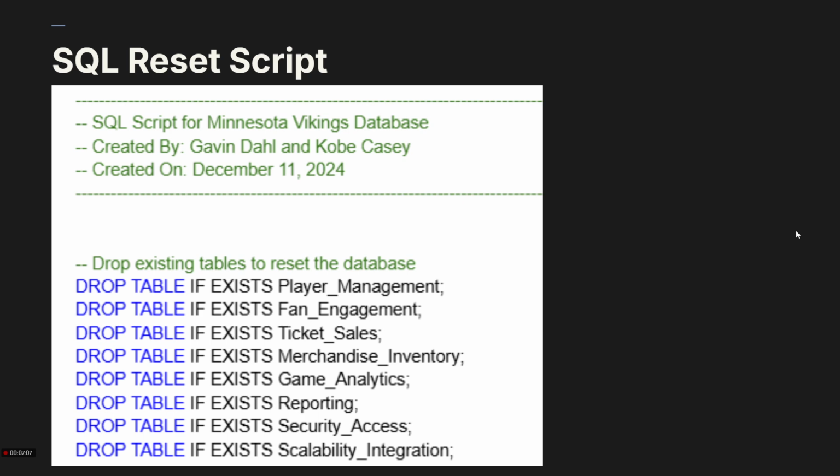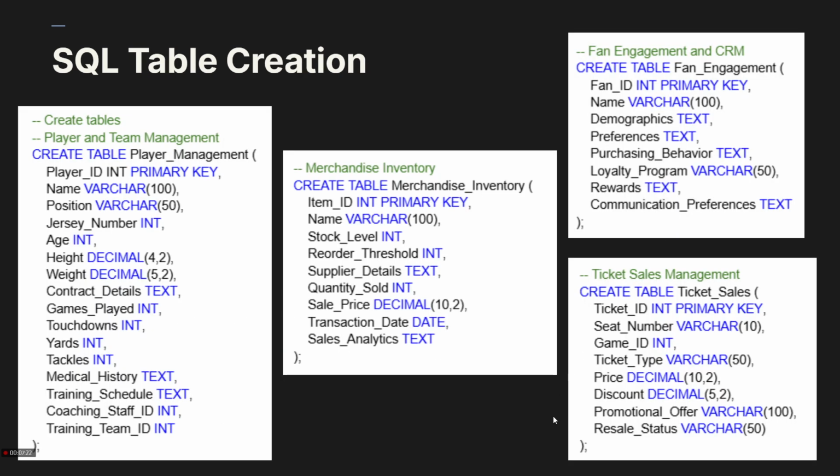This is just our drop tables with our player management, fan engagement, ticket sales, merchandise inventory, game analytics, reporting, security access, and scalability integration like we've seen before. So with the next one here, when we get to our create tables, there's a lot that goes into the player management because there's a lot of statistics and injury histories and medical histories that we have to incorporate.